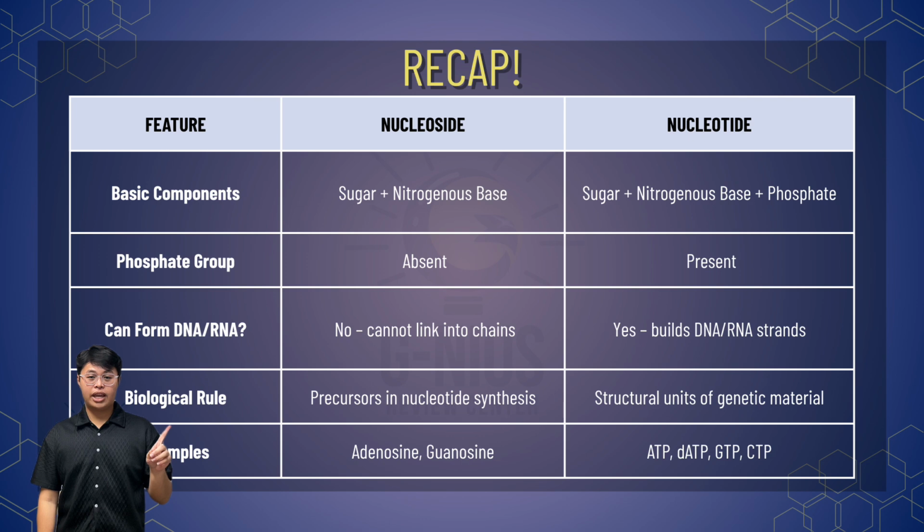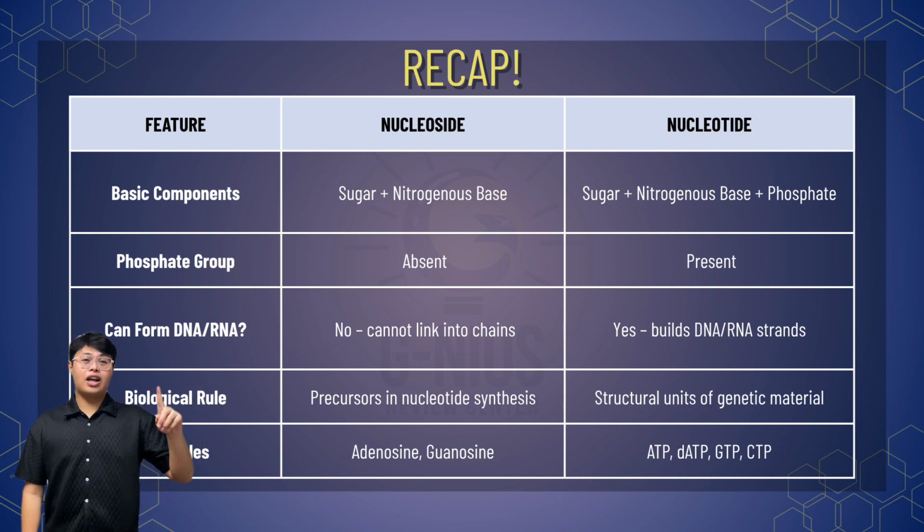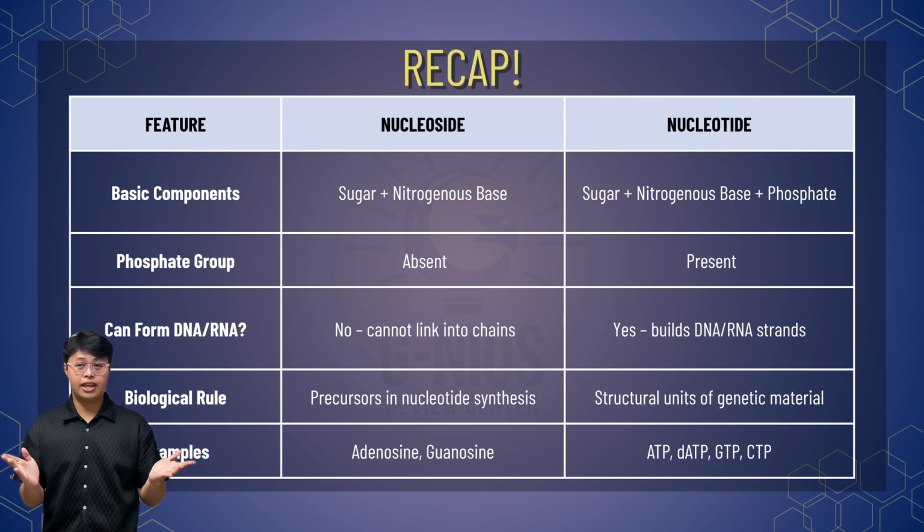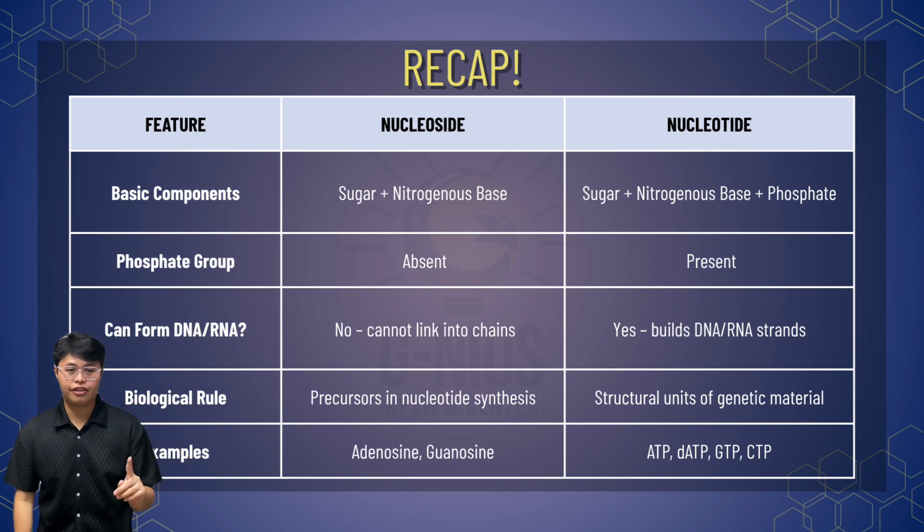A nucleoside is made of just a sugar and a nitrogenous base, while a nucleotide includes a phosphate group in addition. That phosphate is crucial. It's what allows nucleotides to link into chains and form the backbone of DNA and RNA. Without it, a nucleoside can't build genetic material. Nucleosides serve as precursors, but nucleotides like ATP and dATP are the actual building blocks of life. So remember, if you forget the phosphate, you forget the function.